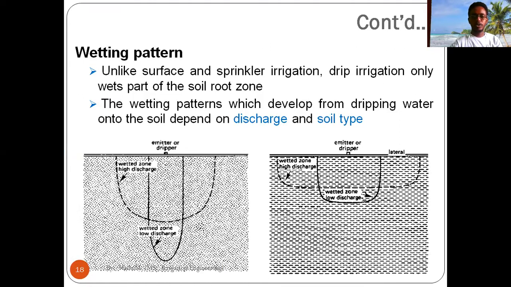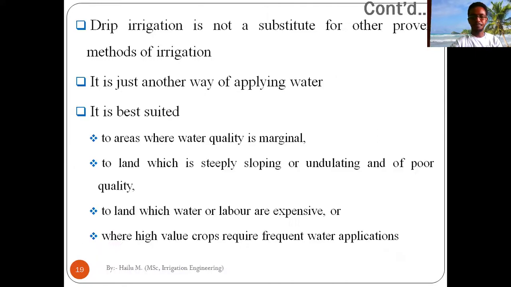When we come to the wetting pattern, unlike surface and sprinkler irrigation, drip irrigation only wets part of the soil root zone. The wetting patterns which develop from dripping water onto the soil depend on discharge and soil type. Drip irrigation is not a substitute for other proven methods of irrigation. It is just another way of applying water.